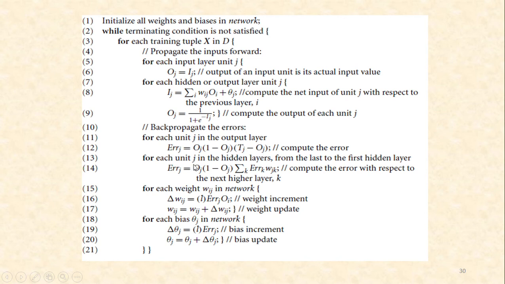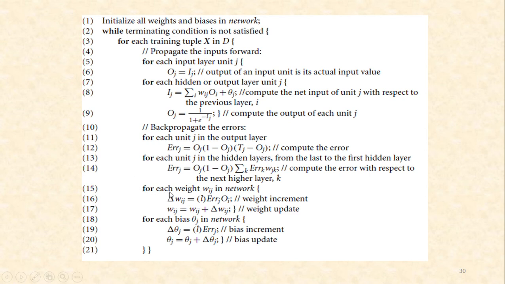For each unit j in the hidden layer, the error is calculated as oj into 1 minus oj, which is calculated using this equation, into summation of k into error k wjk. It is used to compute the error with respect to the next higher layer k. So this k represents the error calculation with respect to the higher neurons with respect to the current layer.